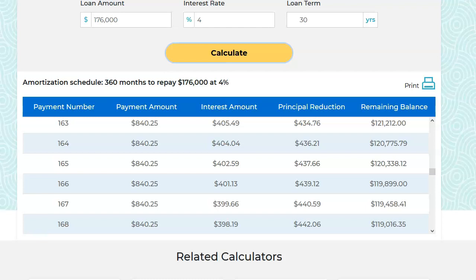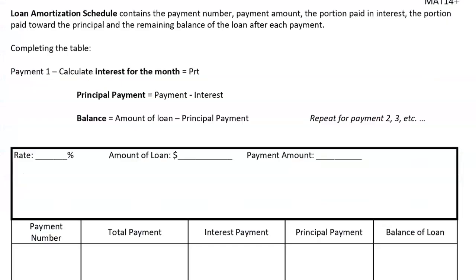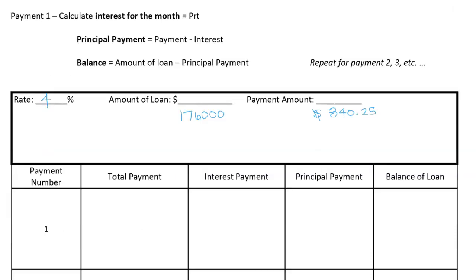All right, let's see how they come up with these numbers. All right, a couple things we'll need is the rate is 4%. The loan amount is $176,000. And we already calculated the payment to be $840.25. That was done in a previous video. Let's start with the first payment, and here's some of the formulas we're going to use.